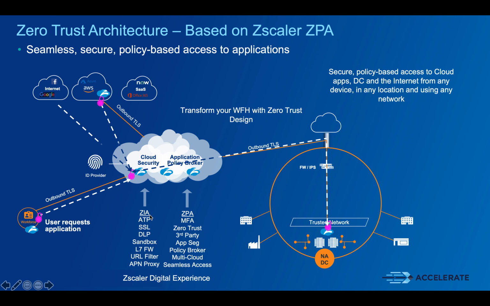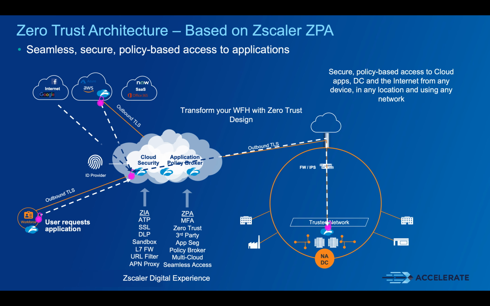If you then add the ZIA side, which is cloud security, again, still the same endpoint agent now doing two things, you're then picking up things like advanced threat protection, SSL inspection, data loss prevention, advanced cloud sandbox, a layer 7 firewall, URL filtering, and a dedicated APN proxy, which obviously helps cost reduction. And that was the difference in price. That's literally, let's just say, another 110 Rand per user per month. So as a total bundle, you're looking at 230 Rand per user per month.